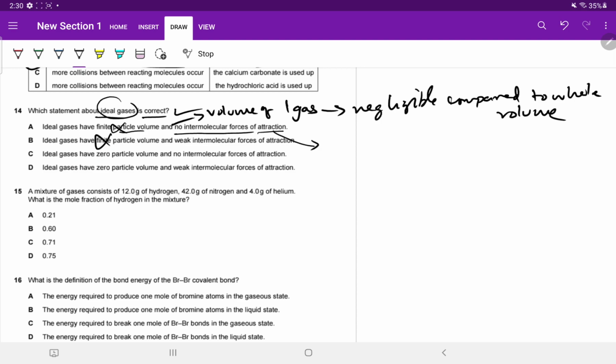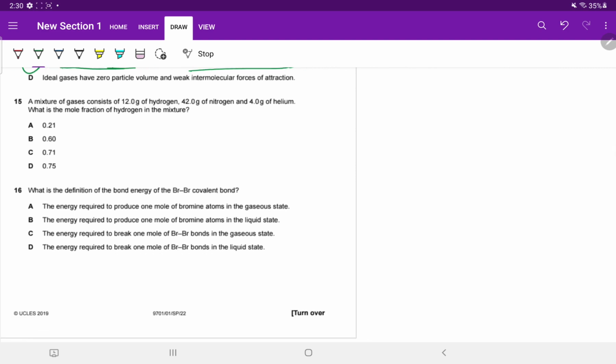But it is true that they have no intermolecular forces. This is true because we assume that there are no forces of attraction between them, so that's a consideration you make for the ideal gas equation. So option C says it has zero particle volume, which is true, and no intermolecular forces of attraction, which is also true, so option C is our correct response.